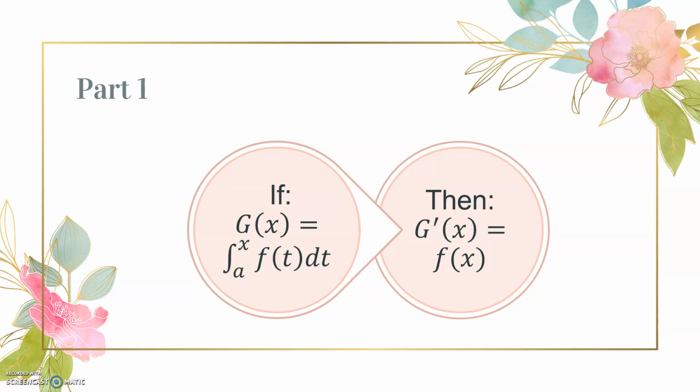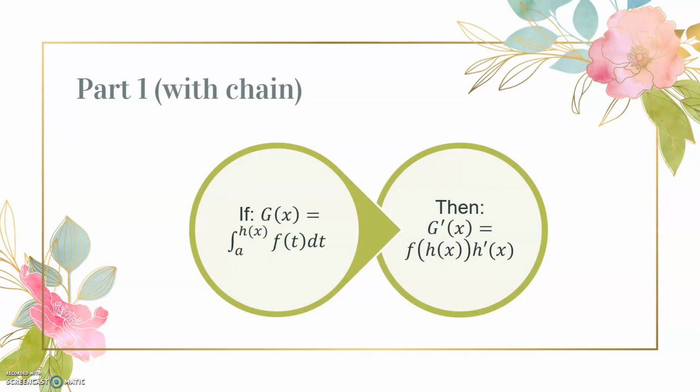an accumulation, a definite integral function from some number to x of f of t, then if I take a derivative of that, it undoes the integral and I wind up with f of x as the derivative. If my limit of integration is not just a plain old x, but a function, then I have to apply the chain rule when I do that derivative. So if I take the derivative of that definite integral, it would be f of h of x times the derivative of h of x.